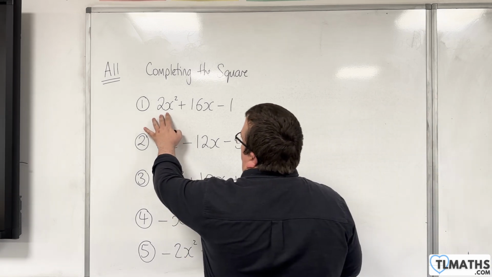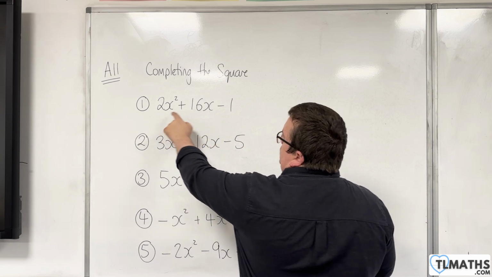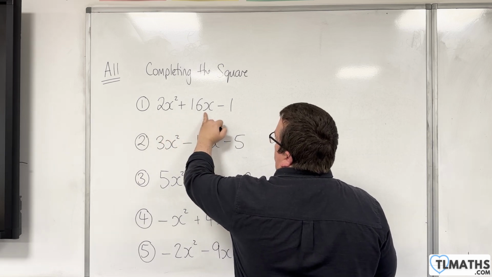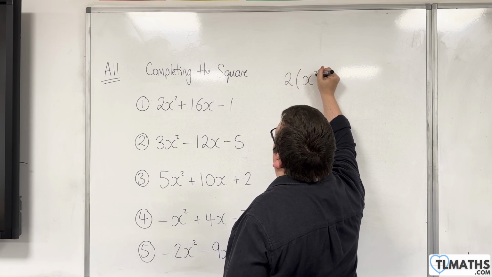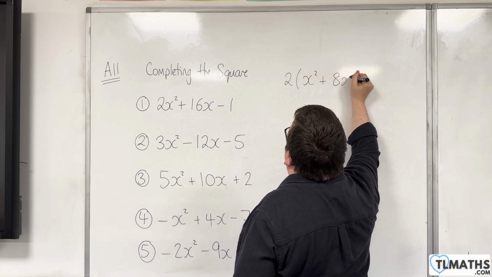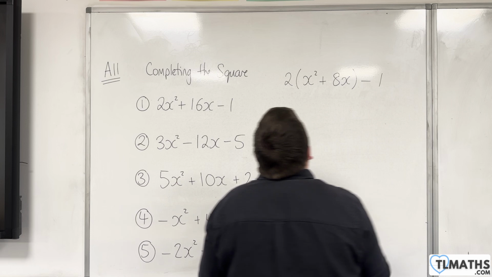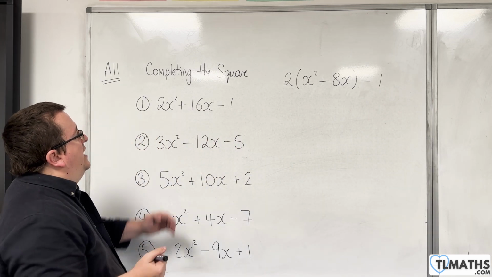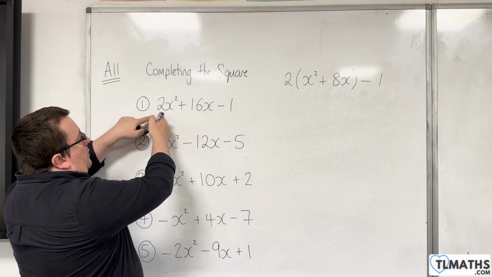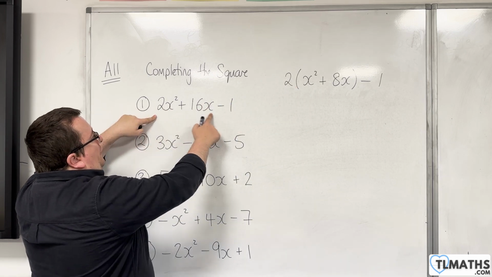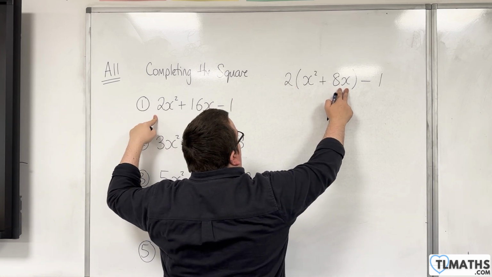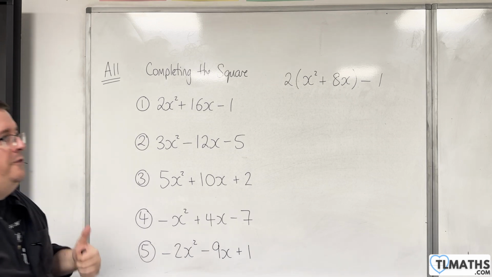So the first one, I'm going to factor 2 out of the first 2 terms. So we're going to have 2 lots of x squared plus 8x, and we have got the takeaway 1 on the end. So I've pulled the 2 out of that term, so we get the x squared, and the 2 out of the 16x to make 8x. Okay, so that's my first step.